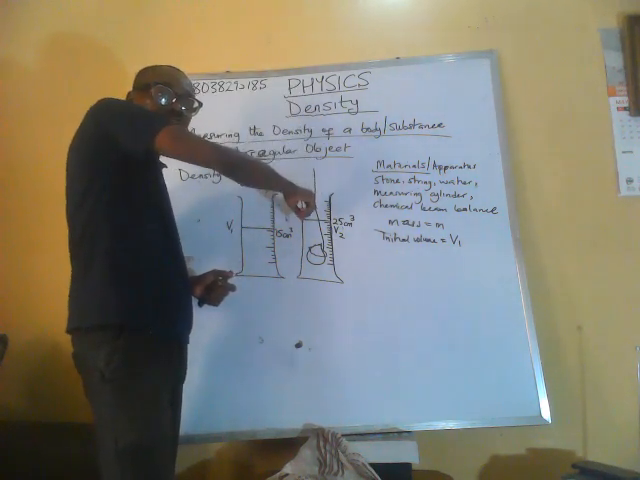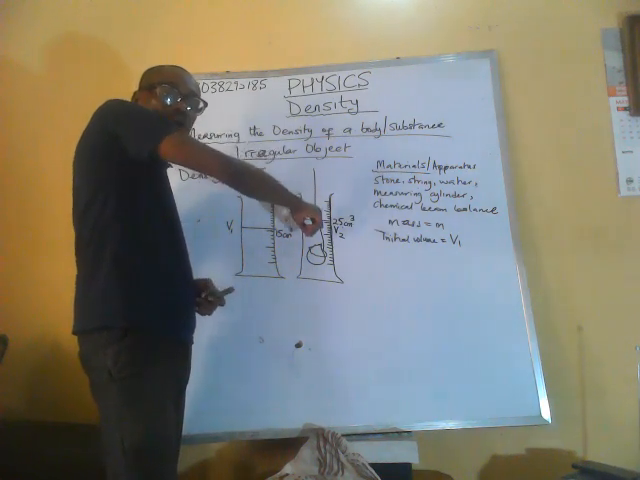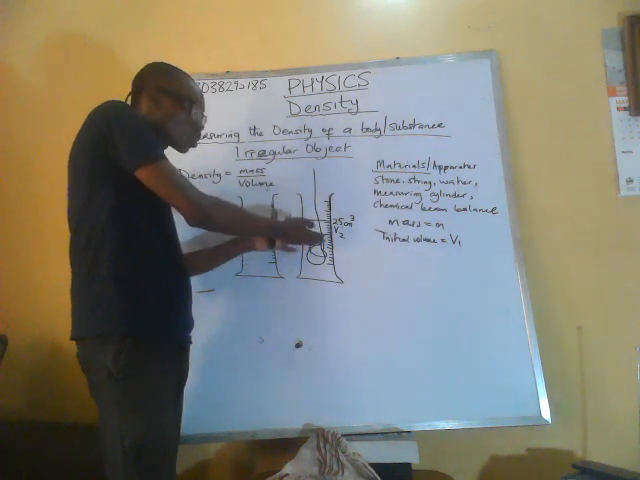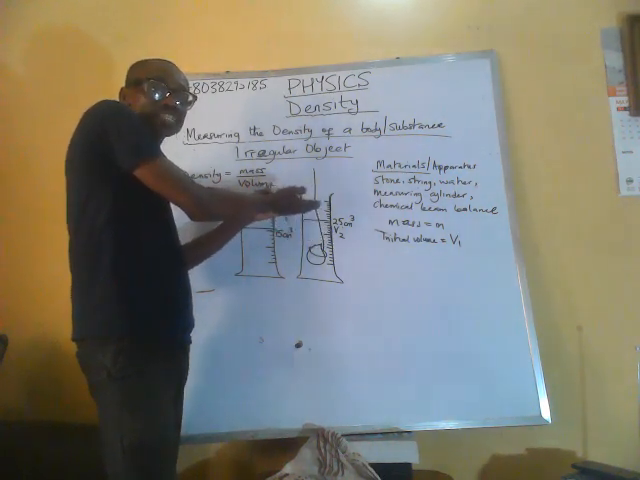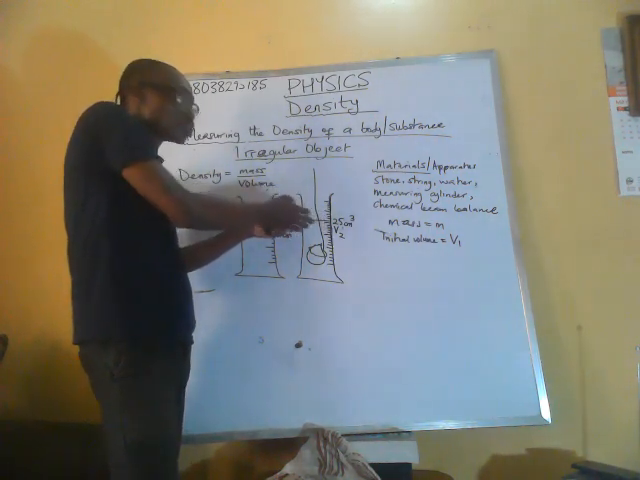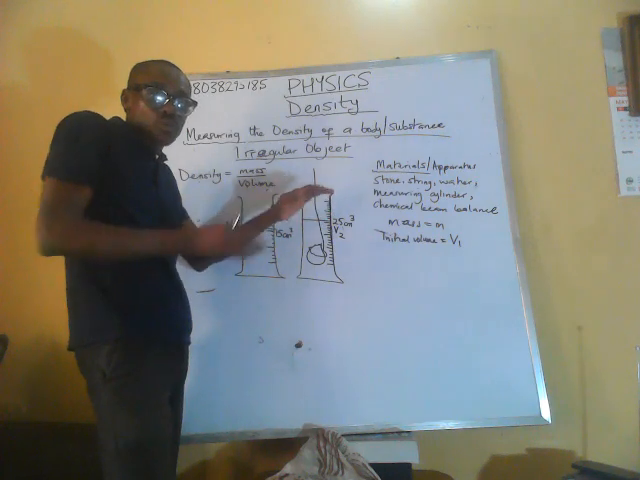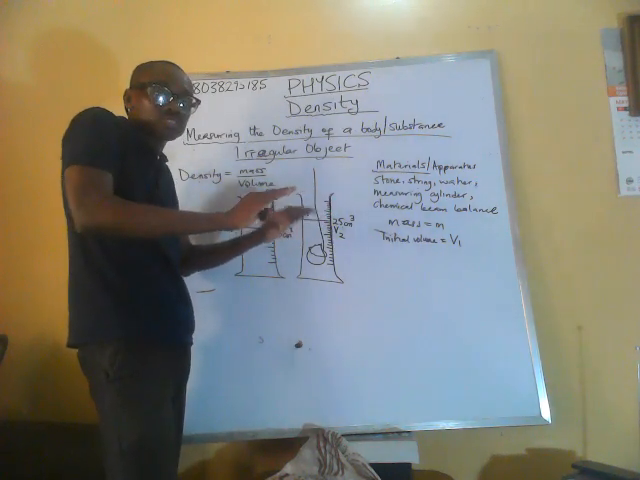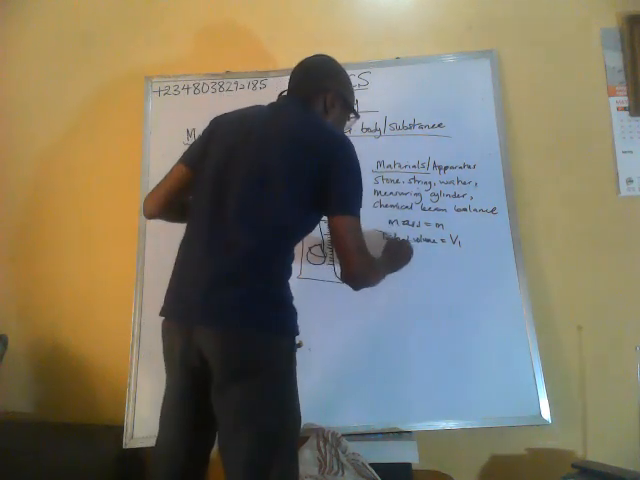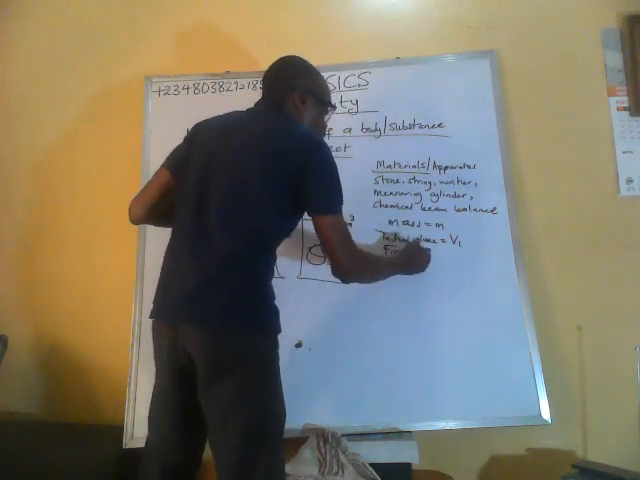Then you will tie the stone using the string and gently drop the stone into the measuring cylinder till it submerges in the water. When it submerges, you discover that the water level will rise in the cylinder because the stone will displace some water. When the water has stabilized, you will measure the new volume and call that V2, the final volume.